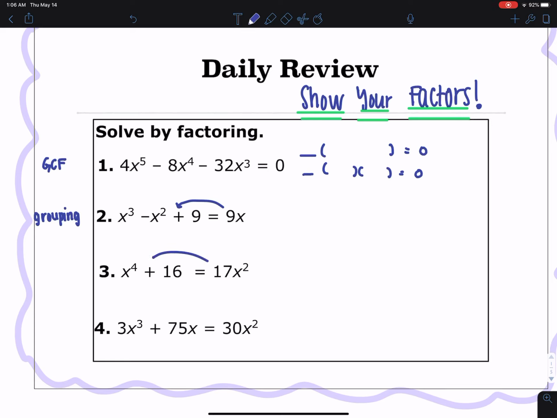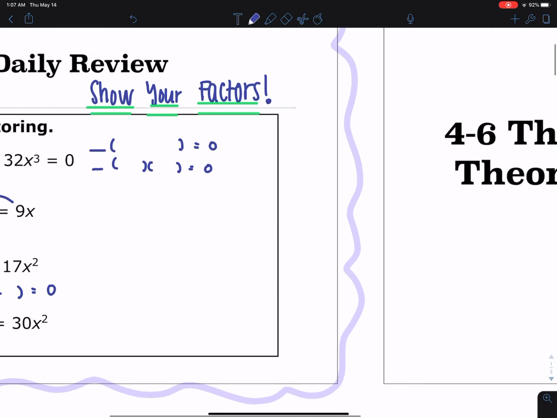The next one, again, once you bring this over, it's going to be quadratic type. So your factors are going to be x squared minus something times x squared minus something, which you can break both of those down even further then. And then 4 is just like number 1, where you're going to factor a GCF, and then you'll have 2 binomial factors that you can set equal to 0 and solve.